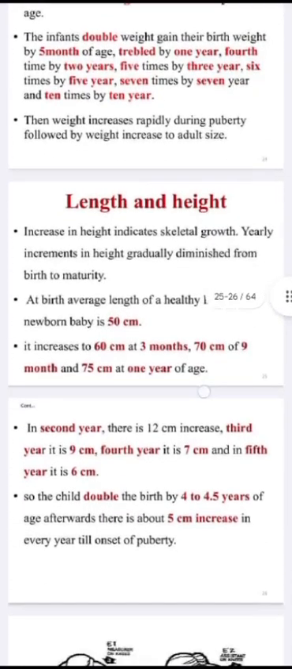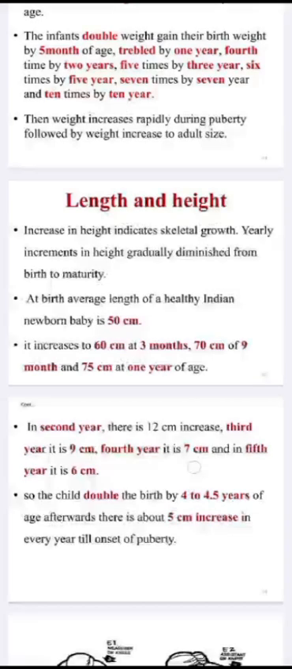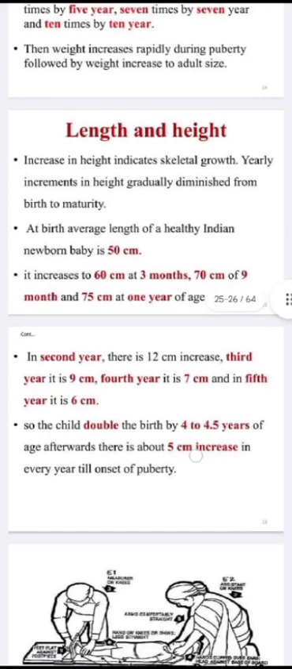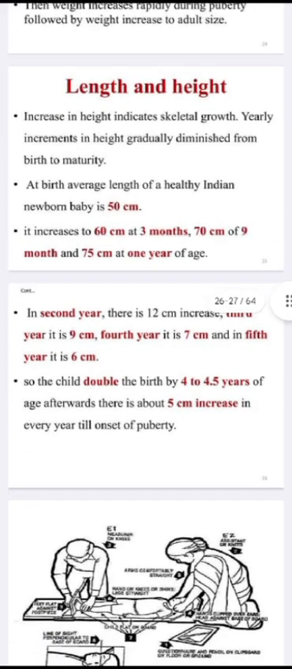Length and height. Increase in height indicates the skeletal growth. Yearly increment in height gradually diminishes from birth to maturity. At birth, average length of the healthy newborn is 50 centimeters, and it increases to 60 centimeters at 3 months, 70 centimeters at 9 months, and 75 centimeters at 1 year.